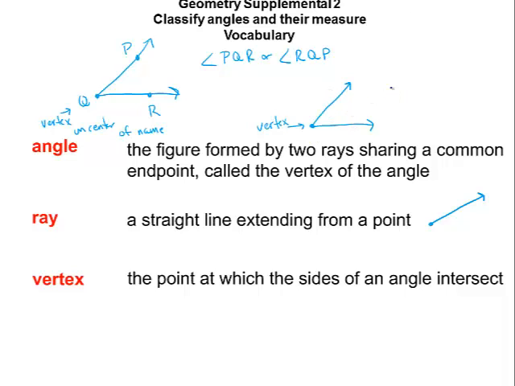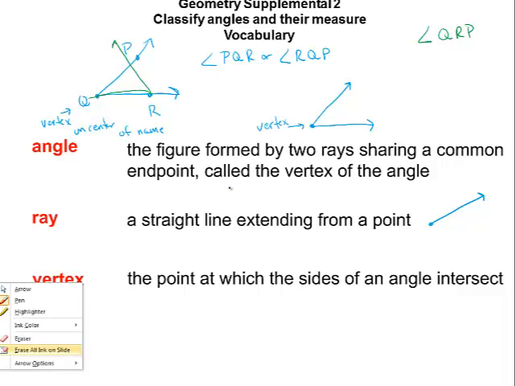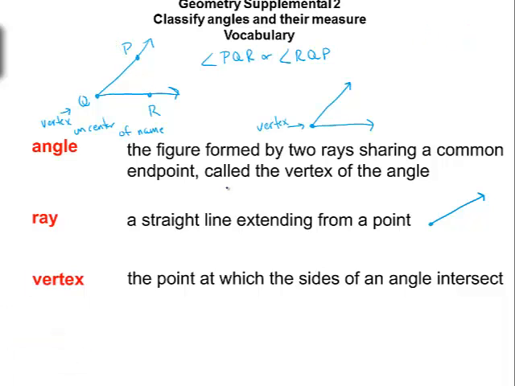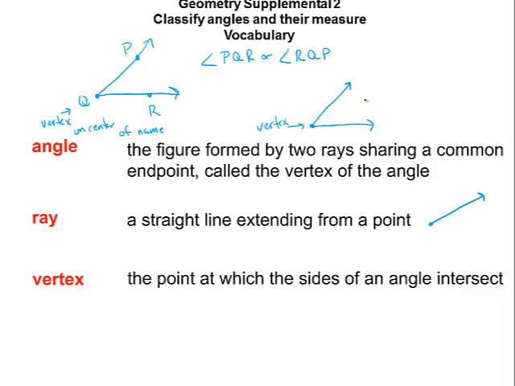If you were to say angle QRP, for example, you would be going from here to here to here. So it's a different angle, because that would put R as your vertex. So you want to be really careful with that when you're naming your angles. Any questions on these at all?